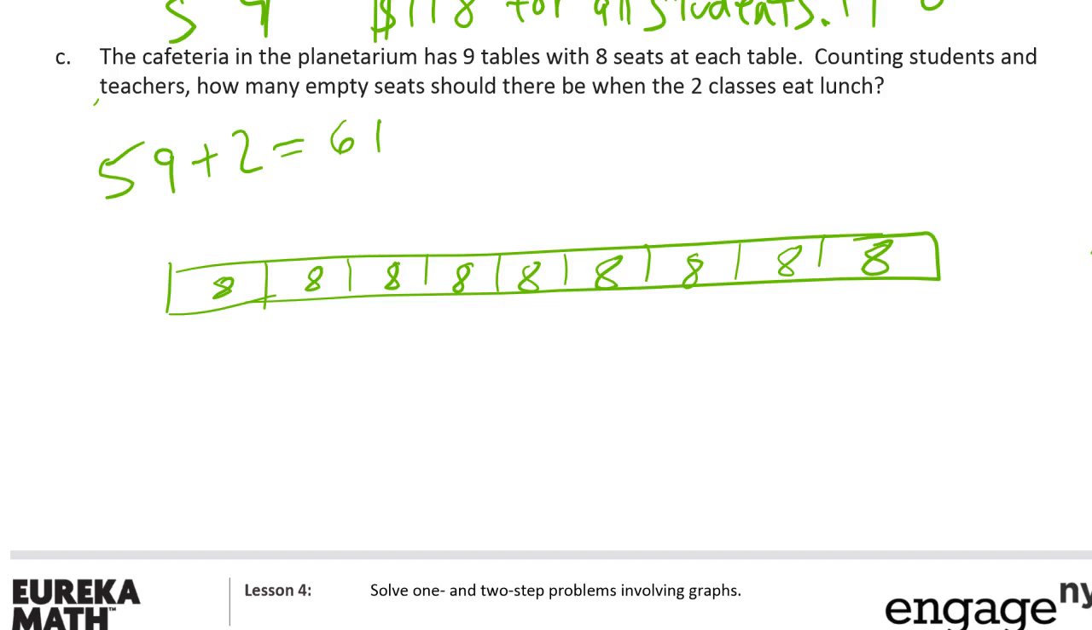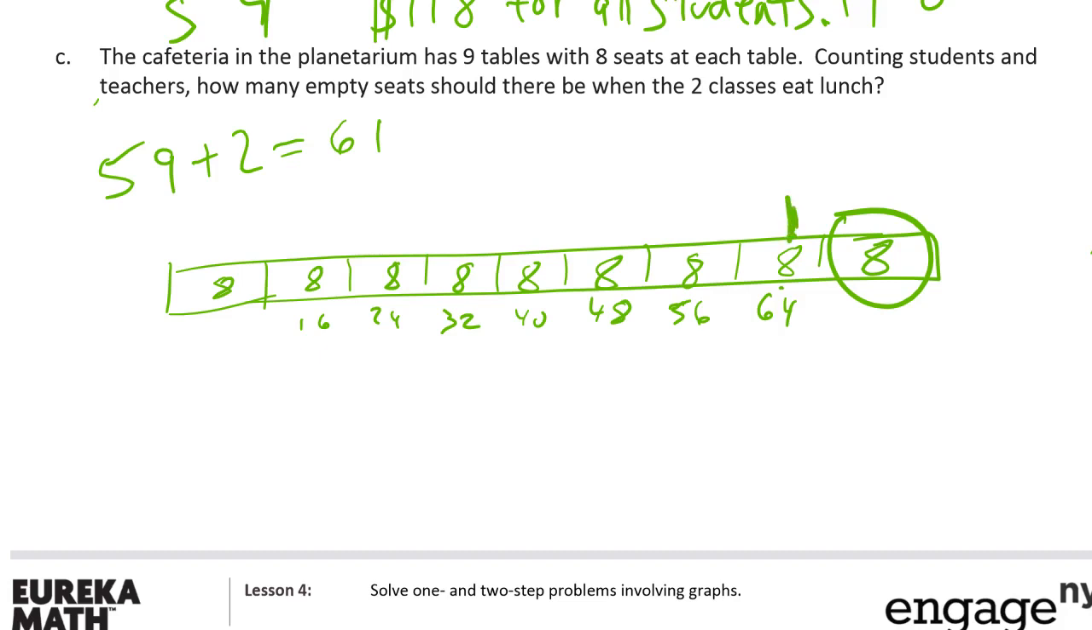61 is going to be, let's see, if we count by 8s, we've got 8, 16, 24, 32, and this is really kind of a division problem, but 32, 40, I'm just going to stop when I get to a number that's higher than 61, 48, 56, 64, there we go. All right, so this 56, and then how many more seats do I need? So these 8 are going to be empty. And then this 64, right, we only need 61.